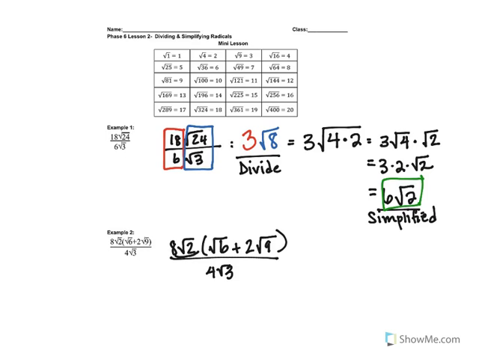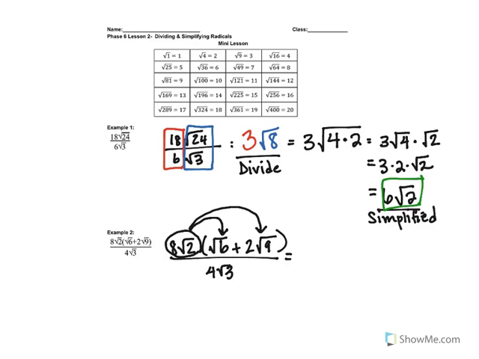So I'm going to take this 8 square root of 2, the whole entire thing, okay, because the 8 and the square root of 2 are one term. They are together, so you have to distribute the whole thing. And I'm going to distribute it first to the radical 6, okay, and then after that I'm going to distribute that to the 2 square root of 9, the whole entire thing.